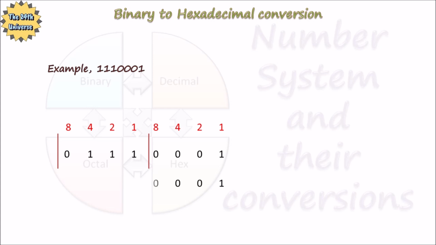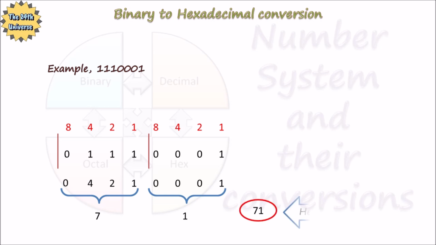1 times 1 is 1, 2 times 0 is 0, 4 times 0 is 0, 8 times 0 is 0. Next group, 1 times 1 is 1, 2 times 1 is 2, 4 times 1 is 4 and 8 times 0 is 0. So, in each group you have these decimal values. Add these numbers in each group. Now you have 7 and 1. Put them together to get the final hexadecimal number, that is 71.